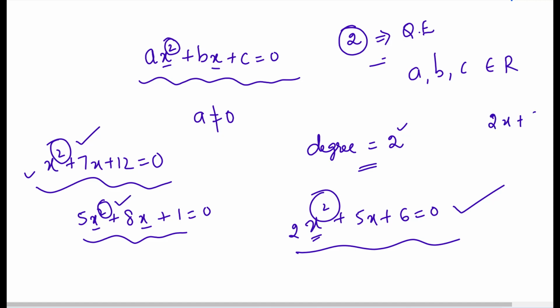2x plus 5. Is it a quadratic equation? No, it is not a quadratic equation because the highest power here is 1. If the highest power is 1, it is a linear equation. It is not a quadratic equation.